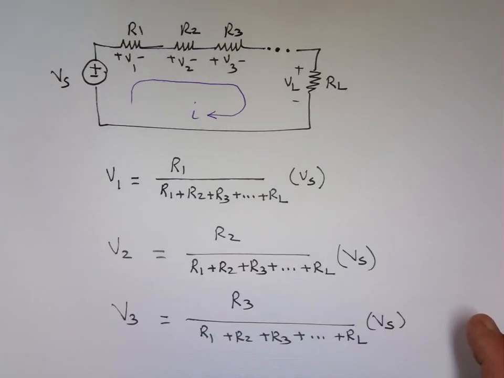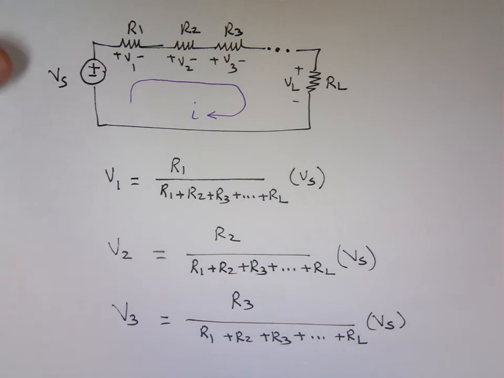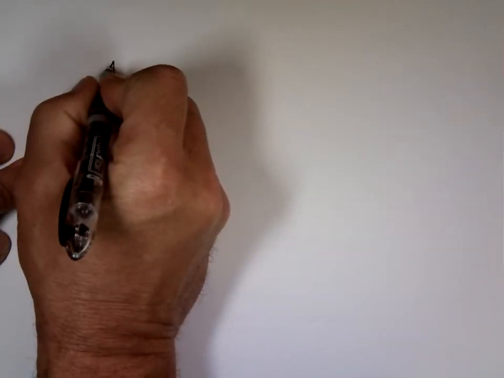Let's look at current division now. Current division, again, when you have parallel. And I'll do it with 2 for now. So let me write current division so we know what that topic is.